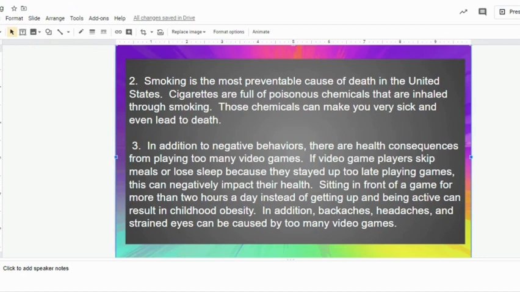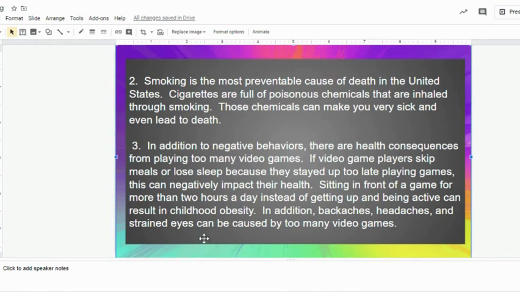In addition to negative behaviors, there are health consequences from playing too many video games. If video game players skip meals or lose sleep because they stayed up too late playing games, this can negatively impact their health. Sitting in front of a game for more than 2 hours a day instead of getting up and being active can result in childhood obesity. In addition, backaches, headaches, strained eyes can be caused by too many video games.